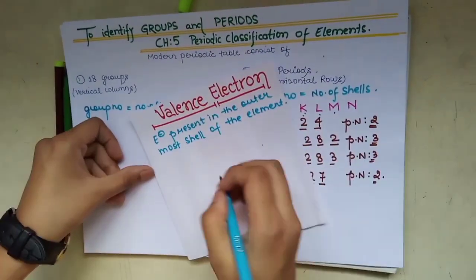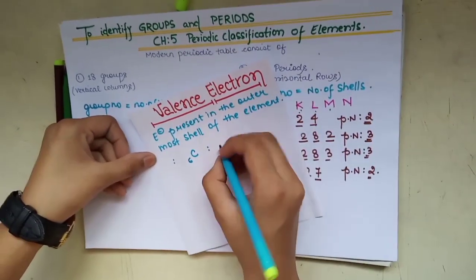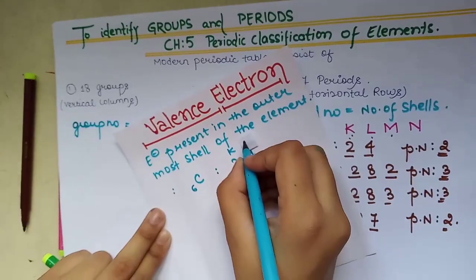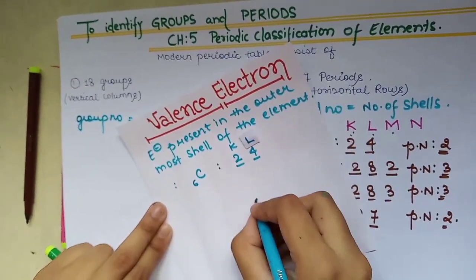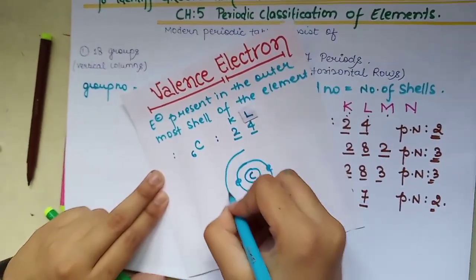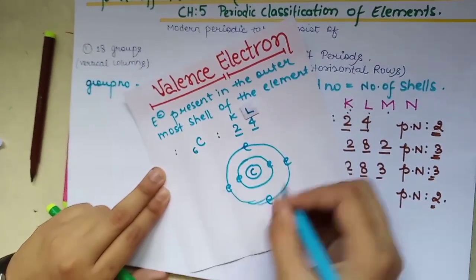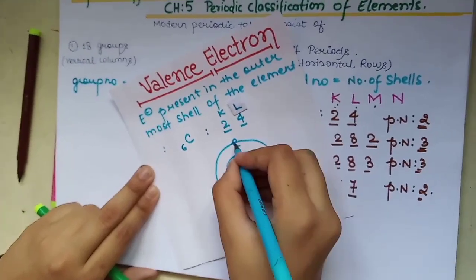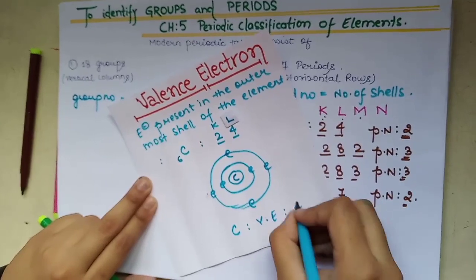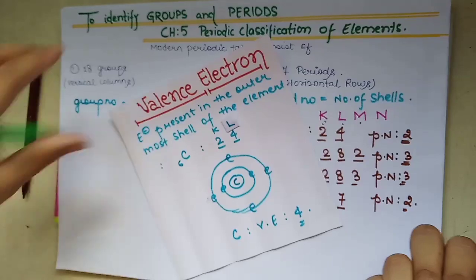Let's take an example of carbon. Carbon has atomic number 6, so its configuration can be written as 2, 4. In the first shell, carbon will have 2 electrons, and in the last shell, it will have 4 electrons. So valence electrons represent the electrons of the last shell. Carbon will have 4 valence electrons. Now you might be clear about the valence electron.